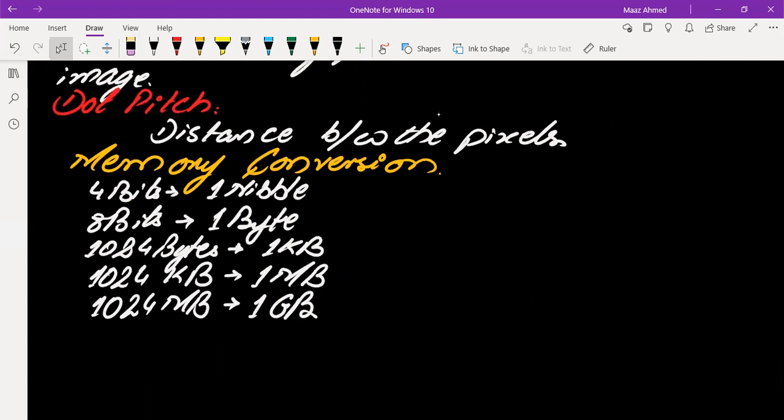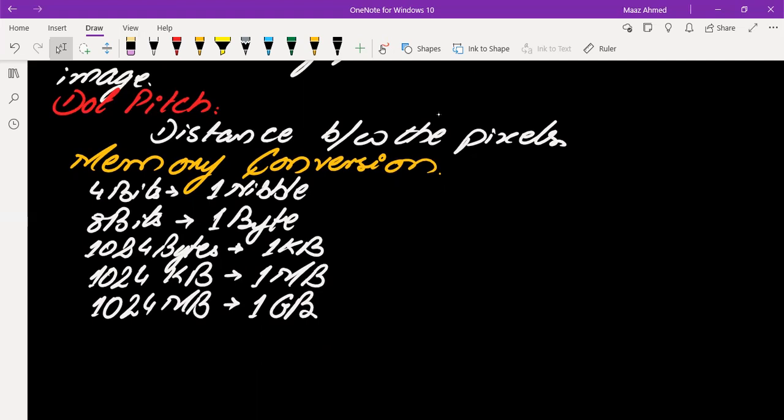Memory conversion, guys, you need to learn these because they will be quite beneficial for you and you need to do tasks regarding these things. So always remember that 4 bits are equivalent to 1 nibble. Similarly, 8 bits are equivalent to 1 byte. 1024 bytes are equivalent to 1 kilobyte, whereas 1024 kilobytes are equivalent to 1 megabyte. And similarly, 1024 megabytes are equivalent to 1 gigabyte.